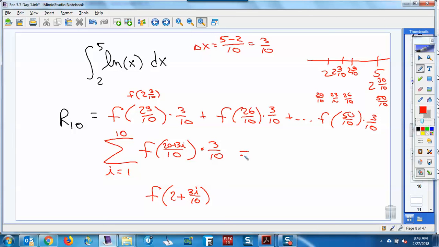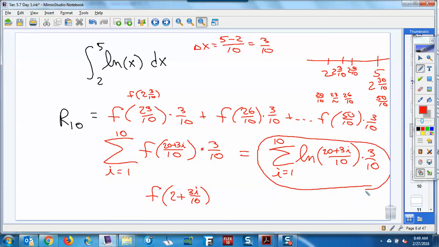Okay, now what was the next thing we did? We took it out of f notation, right? It's shorthand. f of 20 plus 3i over 10 means take that and plug it in for x. So this is going to be sigma, i equals 1 to 10, of ln of 20 plus 3i over 10, times 3/10.